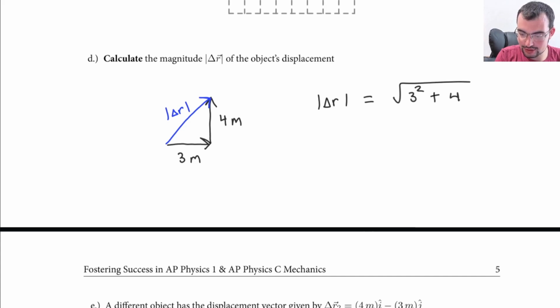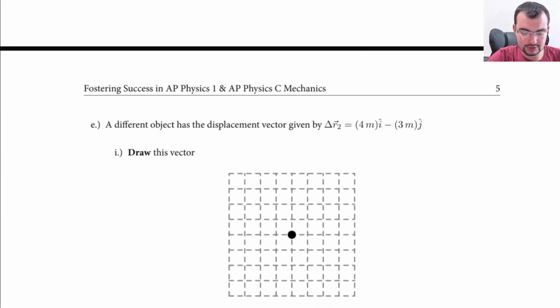When I say this out loud, I say it as the square root of the sum of the squares. Now, if you actually do this, you'll see 3 squared is 9, 4 squared is 16, 9 plus 16 is 25, square root of 25 is 5. And all vector quantities have the same units as their components. So this displacement vector magnitude is 5 meters. So we will use this triangle and its siblings many times.